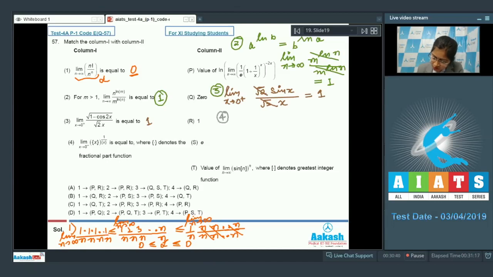Similarly, let's solve the fourth option, which says that limit x tending to 0 minus. Now when x is tending to 0 minus, then the fractional part of x will tend to 1. So it will be 1 raised to the power 1. So the limit will again be equal to 1. Also, let's find the limit given in option number P.